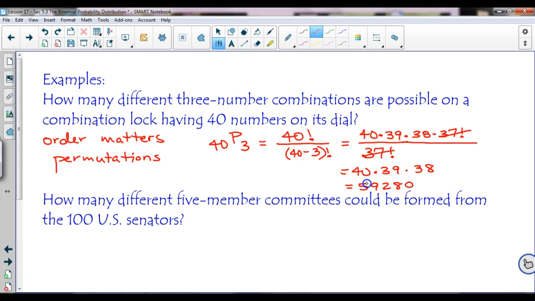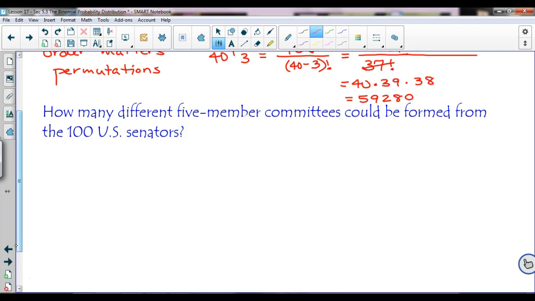Hold on, I got it. 970,200. Can you believe that? It's crazy, right? All right, how many different 5-member committees could be formed from the 100 U.S. senators? We have 100 U.S. senators, don't we?